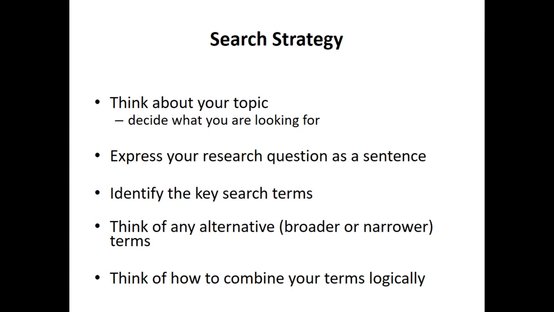The first thing to do is to think about the topic that you're working on and decide what you want to look for. If it's a complex question, maybe you can break it down into smaller questions and do a separate search for each one. It helps if you can formulate your research question in a sentence so that you can identify the key search terms in it. You may have to think of alternative terms for your concepts. And finally, you have to put your search terms together in a logical way so that the database can find exactly what it is you are looking for.